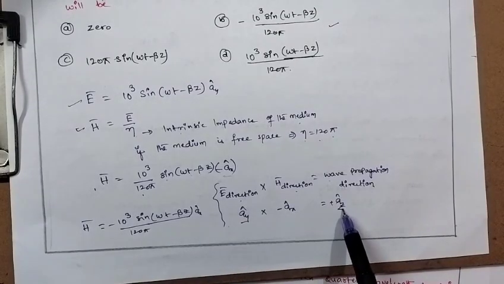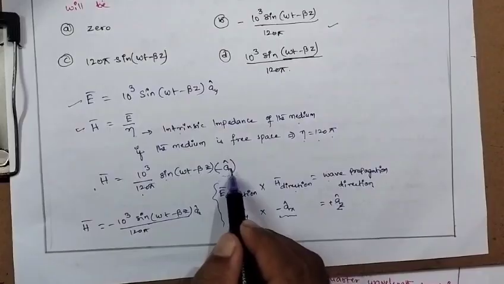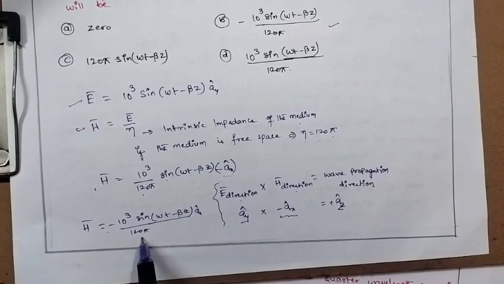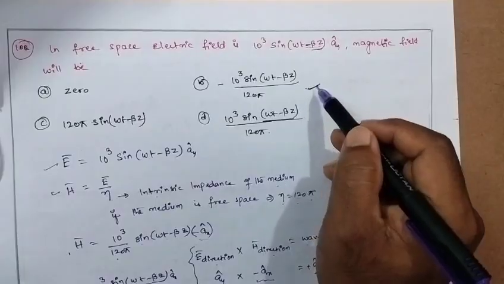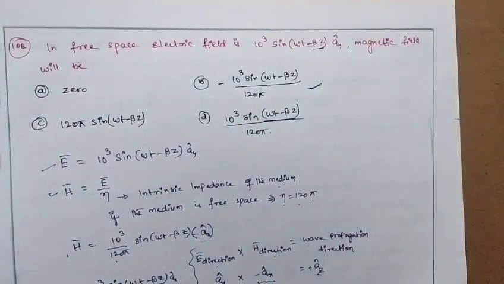Ay cross, and Az is there. So to satisfy this, minus Ax will be the magnetic field direction. So here minus Ax comes. So H bar overall is minus 10 to the power of 3 sin omega t minus beta z by 120 pi Ax. So option B will be satisfying. Here the direction is not mentioned but the sign is given. So these are the questions asked in the Transco 2018 EC paper.